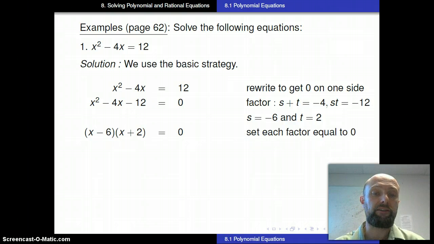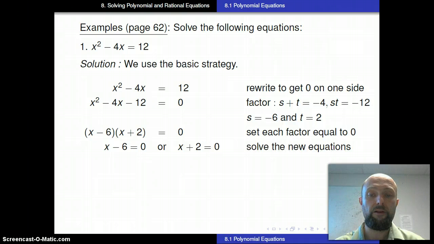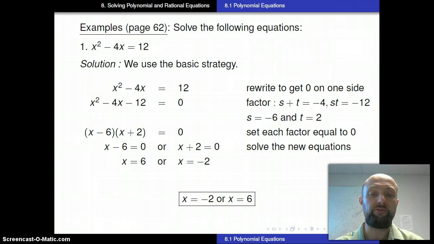Now we set each factor equal to 0. X minus 6 is 0, or x plus 2 is 0. We solve these new equations, and we find x is 6, or x is equal to negative 2. So we get two solutions, x is negative 2, or x is 6.